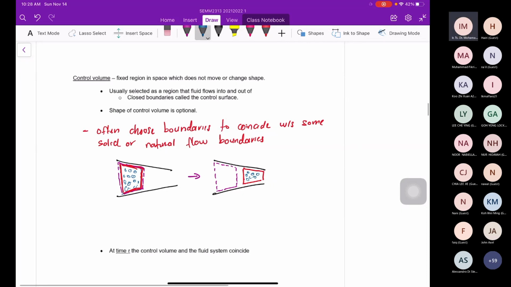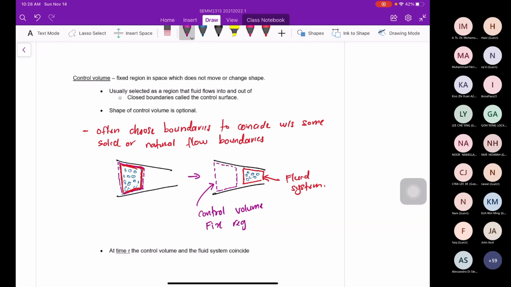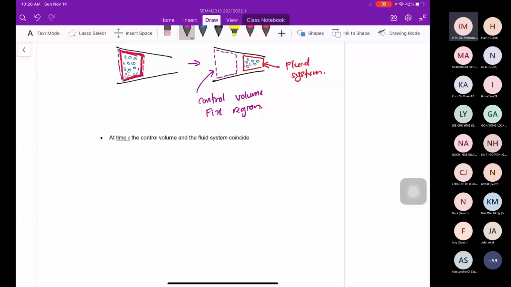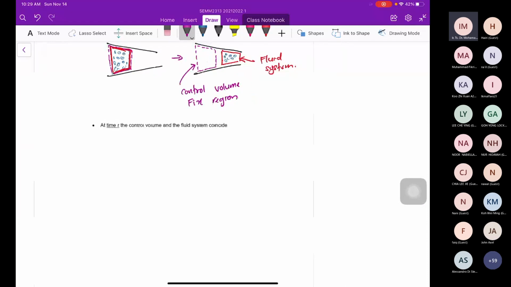Now you can see the difference. The red color is the fluid system, and this purple color represents the control volume. It is a fixed region. At time t, the control volume and the fluid system coincide. This is at the initial point.